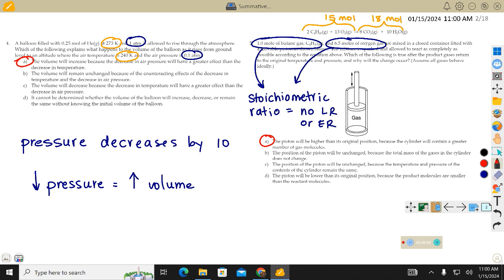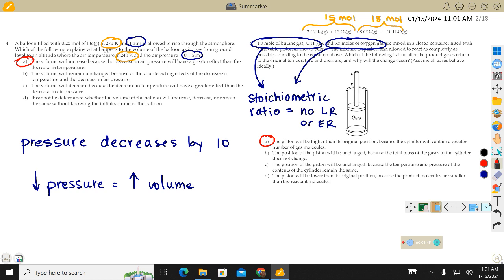Okay, so we're going to do a little combustion. I do notice that I've got 1 mole of butane and 6.5 moles of oxygen, which is the stoichiometric ratio, comparable to a ratio of 2 to 13 moles. So I'm going to completely react both the butane and the oxygen. There'd be no limiting, no excess. So the only gases present in the container after the reaction occurs should be the carbon dioxide and water. Now we're going to return to the original temperature and pressure, so those factors aren't going to apply here. But if I look at the balanced equation, I start with 15 moles of total gas and I form 18 moles.